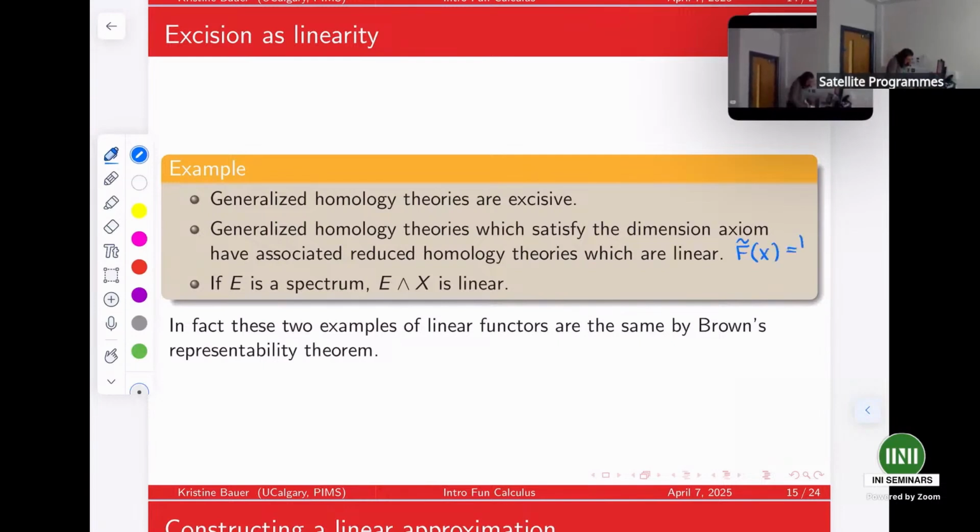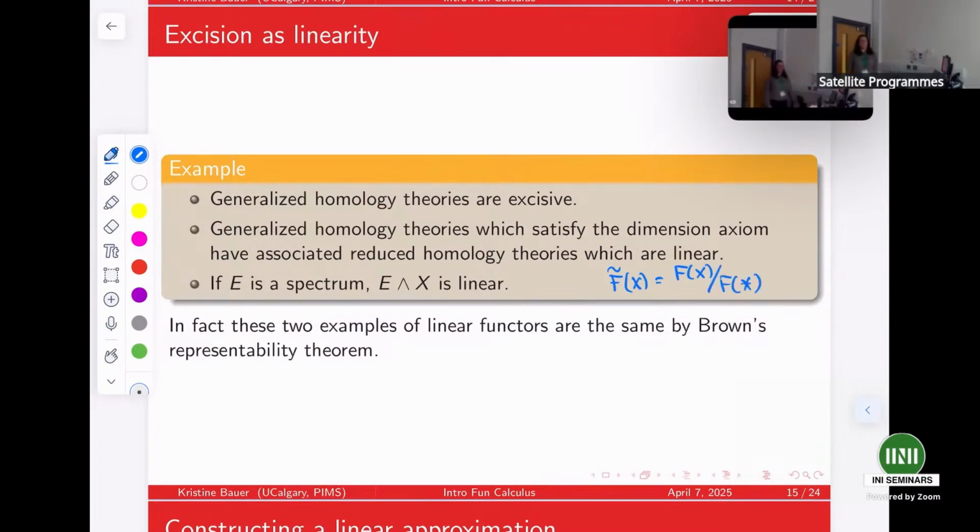by taking the functor F of X, and as long as I'm able to make quotients, I could mod out by, I see that you can't see that because of the shadow. I'll just put it down here. As long as I can take quotients, I can always just kill the value at the base point. And there you go. From any functor, we've created a reduced functor. And if E is a spectrum, then as another example, E smash X is linear. And if you believe Brown representability theory, which I hope you do, then those in fact are the same example.